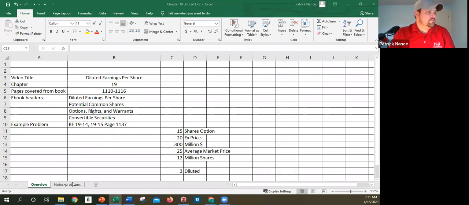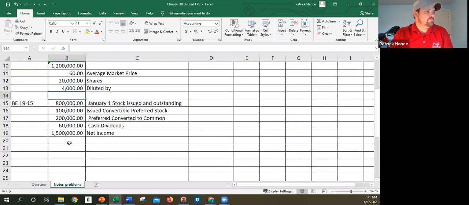So let's look at one of these. Basic exercise 19-15 on page 1137 says, and this is where you can pause it, try this on your own first: Onberg Corporation had 800,000 common shares issued and outstanding as of January 1. No common shares were issued during the year, but on January 1st, Onberg issued 100,000 shares of convertible preferred stock. The preferred shares are convertible into 200,000 shares of common stock. During the year, Onberg paid $60,000 in dividends on preferred stock. Net income was 1.5 million. What are the basic and diluted earnings per share?